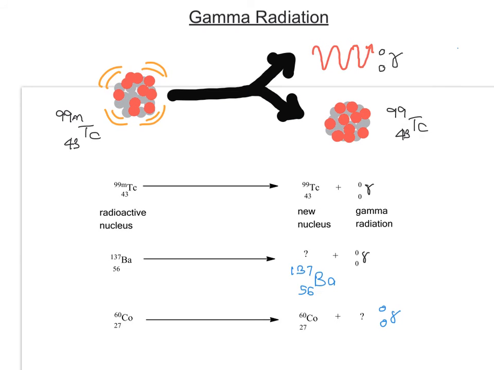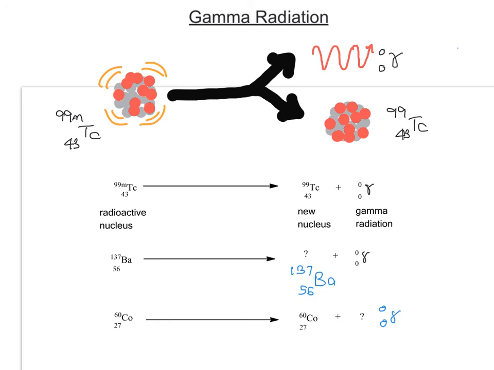Gamma particles have no mass or charge. So in gamma radiation, the resulting nucleus will not change in mass or atomic number. Rather, it will have less energy. The most common gamma emitter is the metastable technetium-99. When decayed by gamma emission, it ends in more stable technetium-99.